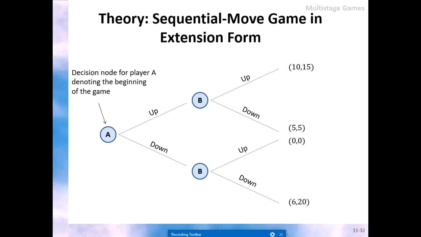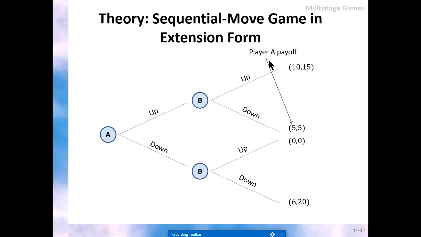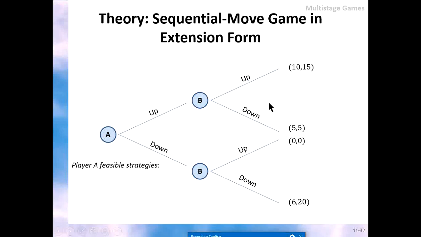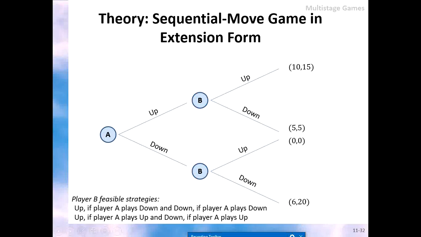So we have this. For firm A, the decision node for player A denotes the beginning of the game. Here is the follower. And here the player A payoff is 5, and this another 5 is player B's payoff, or 10, 5, or 15, 5, whatever. So what are player A's feasible strategies? Player A either plays up or down. And for player B, the feasible strategies are: play up if player A plays up, and play down if player A plays up; also play up if player A plays down, and play down if player A plays down.